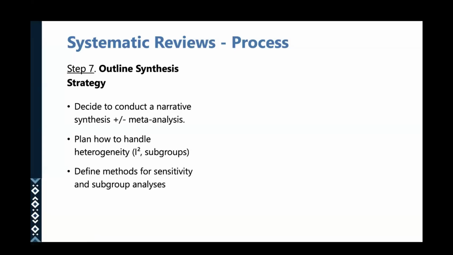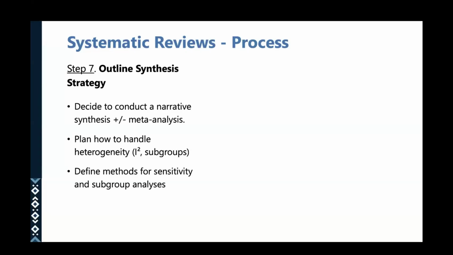So the last step will be to outline how you're going to combine the different papers, also known as synthesis. You must decide whether you're going to conduct just a narrative synthesis, or a narrative synthesis and meta-analysis, or pure meta-analysis. For our review, we did a narrative synthesis and a meta-analysis. There are other considerations too. How are you going to handle heterogeneity? Heterogeneity means discrepancies across papers and within papers.